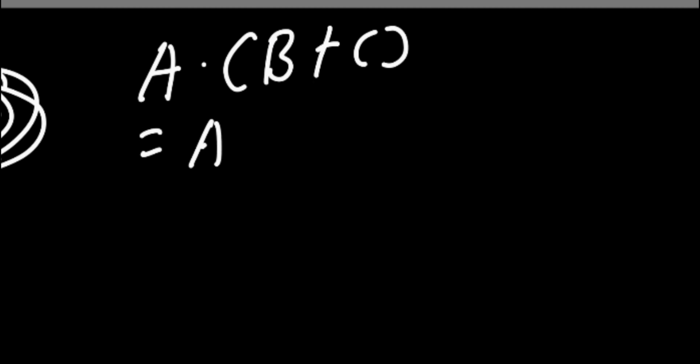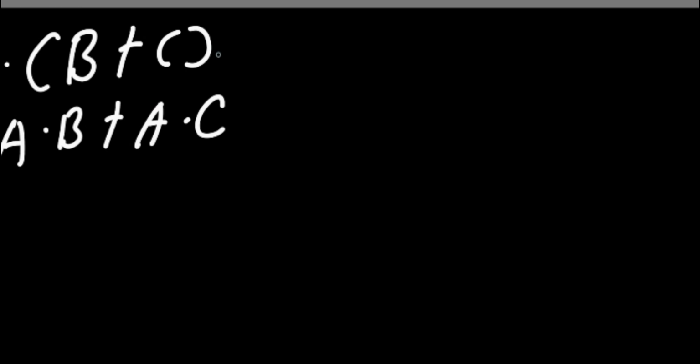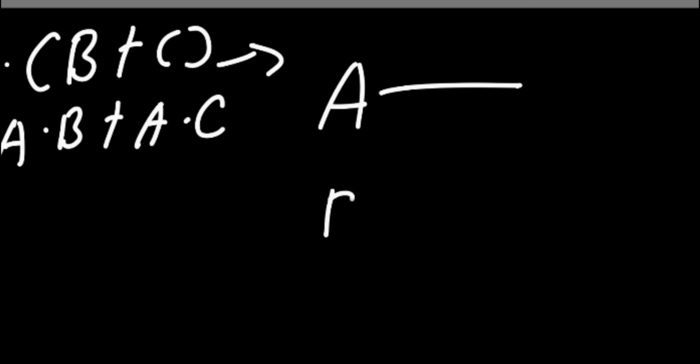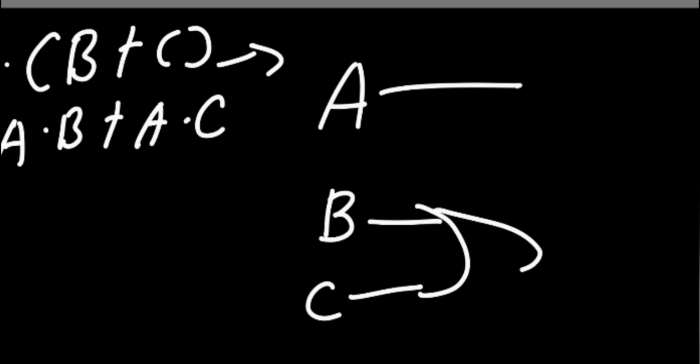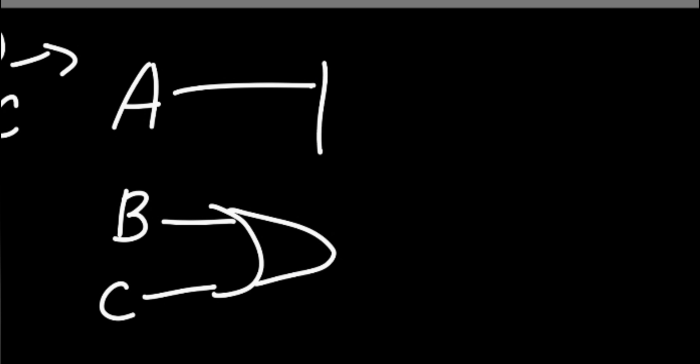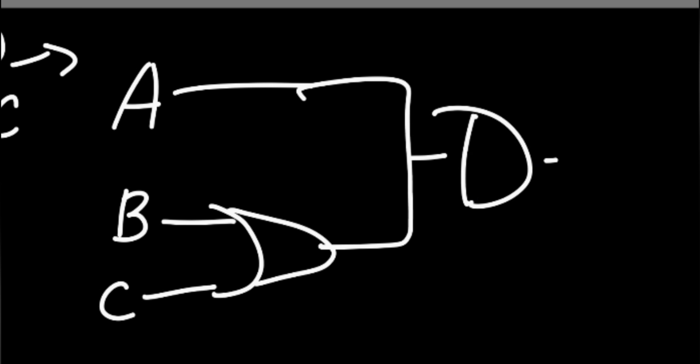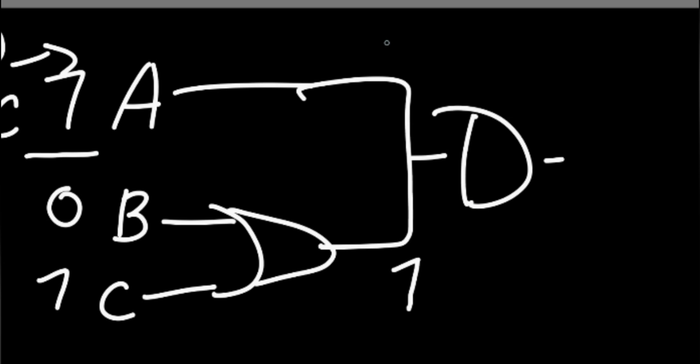Let's see with a logic gate. A dot B plus C is the same as A dot B plus A dot C. So let's do this first. A, B, C, and last we do the AND gate. Let's assume it is 1 0 1. First of all, 0 and 1 in an OR gate will give us 1. A is 1, so 1. 1 and 1 in an AND gate will give us 1.